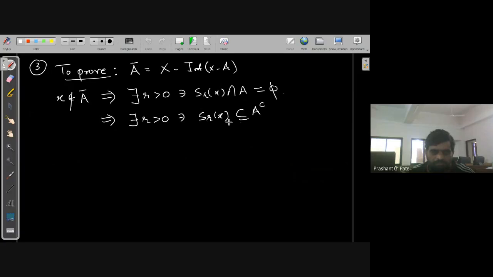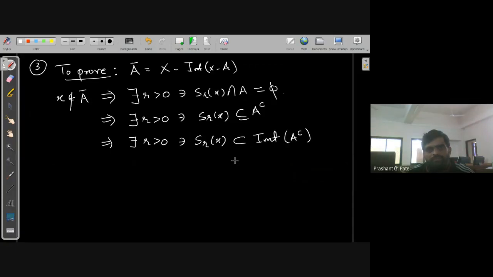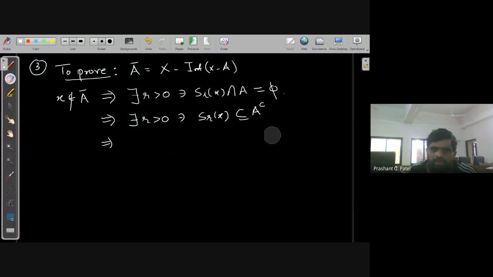So what does it mean? This implies there exists r greater than 0 such that SR of x is a subset of interior of A complement. Can we say this? We can write it for every point x which is an interior point of that. Actually, I need that x belongs to the interior of that. So this gives you, therefore, x belongs to interior of A complement. So I will require this.